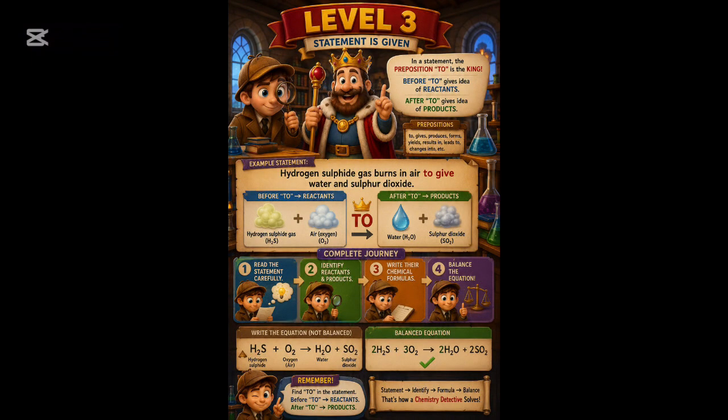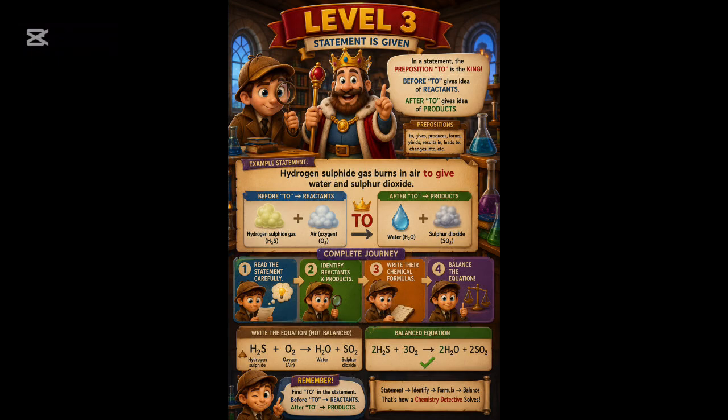Now here comes the secret to crack level 3. The trick is just one tiny preposition, "to". You might be wondering, how can the word "to" help me balance a chemical equation? Well, let me show you. When you see a statement like hydrogen sulfide reacts with air to form water and sulfur dioxide, look carefully at the word "to". Think of it as a chemical dividing line. Before "to" gives you a clue about the reactant, the substance taking part in the reaction. After "to" gives you a clue about the product, the substance formed.